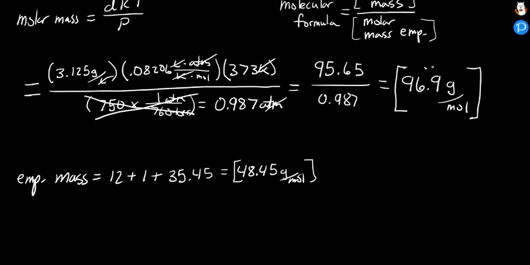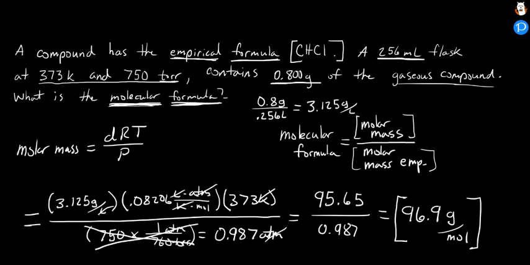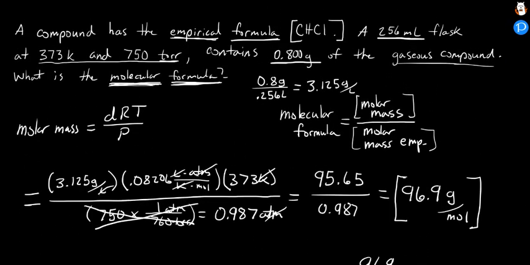So all I have to do is take this divided by that. 96.9 divided by 48.45. And again, what this is going to give us is a factor. 96.9 divided by 48.45. Factor of 2. That means I have to multiply my empirical formula by 2. Therefore, the molecular formula is C2H2Cl2. There is my final answer. There's the molecular formula for that one.